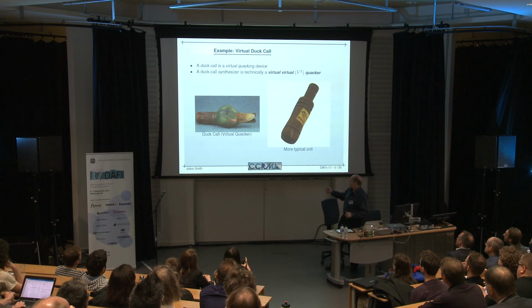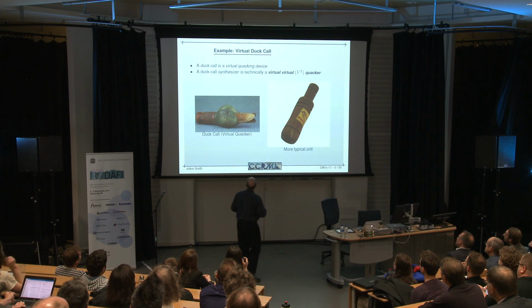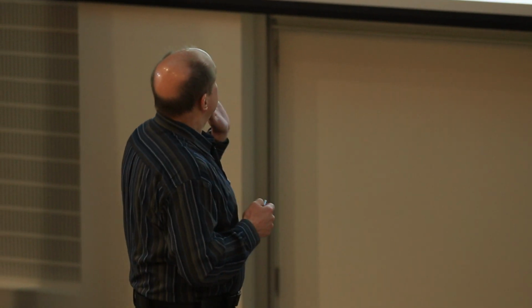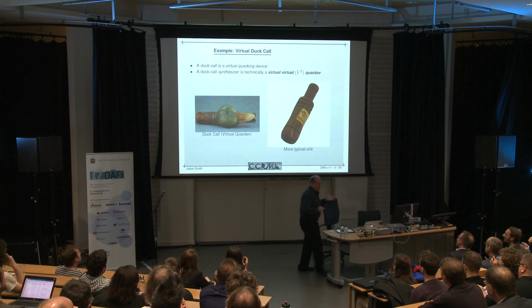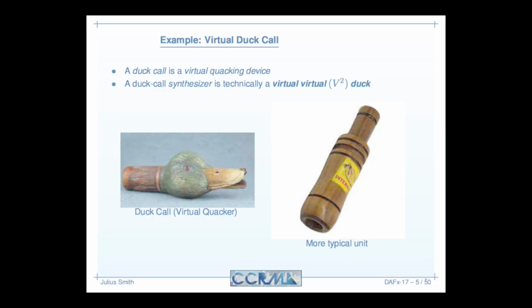And so I have an example from my childhood. One of the things I used to play with was a duck call. Mine looked like this, but I found this one on the web, which is much more snazzy. Might even work better, who knows? A duck call is a virtual quacking device. You call ducks with it. It makes you sound like a duck. And if we synthesize this, which is probably going to show up someday, somebody will do it, then you've got a virtual quacker device. I'm even proposing a notation, V squared, a V squared quacker, so we can try to keep track of our layers of virtualization.